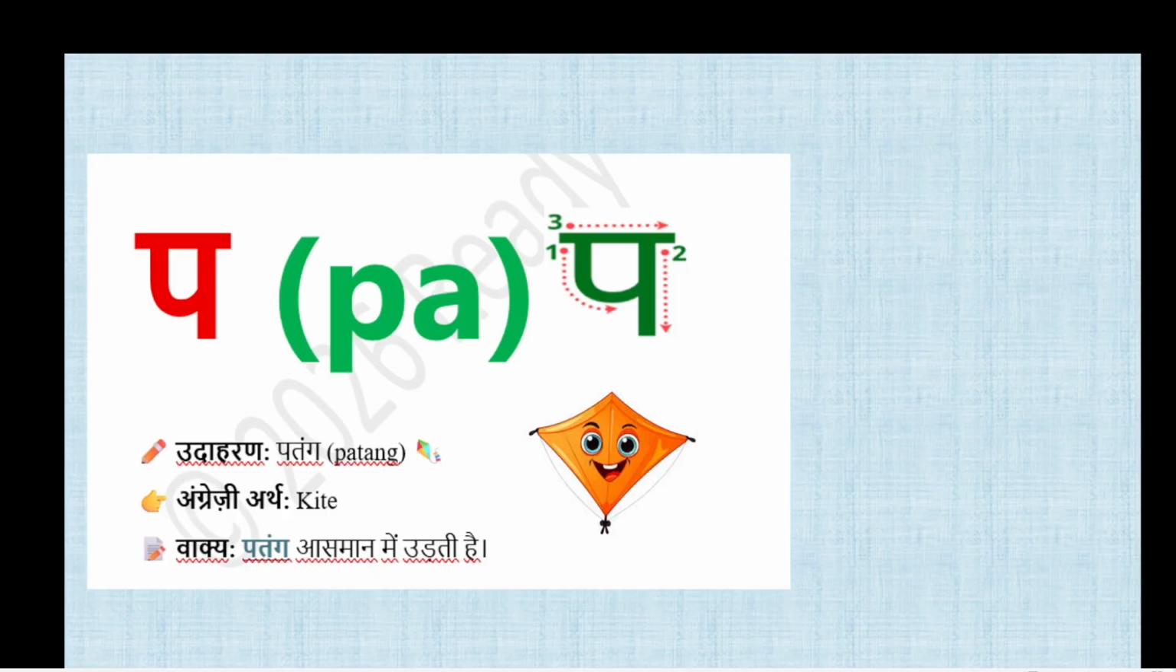Let's now see its strokes. A small standing line followed by a U curve, finally a standing line and a Shirureka on top. I repeat, a small standing line, a U curve followed by a standing line, finally a Shirureka on top. So remember, whenever you see the letter Pa, pronounce it as Pa and think of the word Patang, meaning kite.